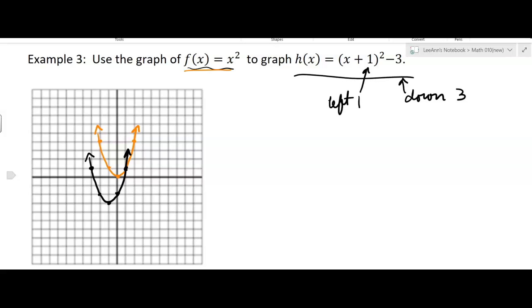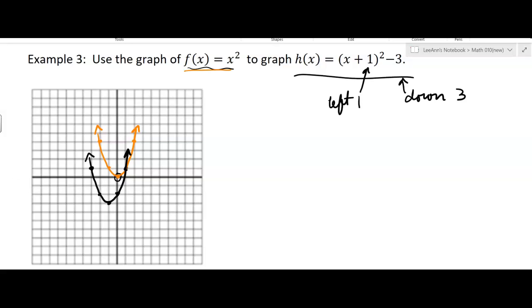Now that's the graph. We've graphed it using transformations. A lot of times what I'll do is graph the vertex. It's called the vertex, that point where it's changing from decreasing to increasing. And then I just pretend like that's the origin and draw the graph from there.